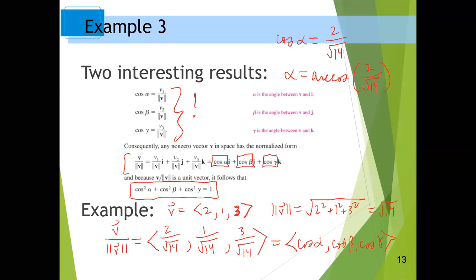So surprisingly, finding a unit vector in three-dimensional space has this nice connection to the direction cosines, like what's the angle that's made with the positive x, y, and z axes, respectively. By the way, the same sort of thing happens in two-dimensional space also, okay?